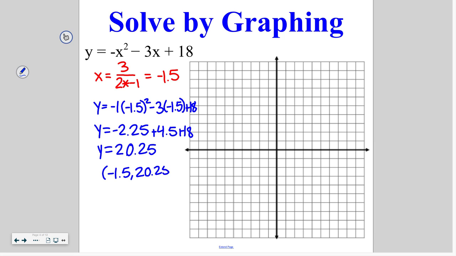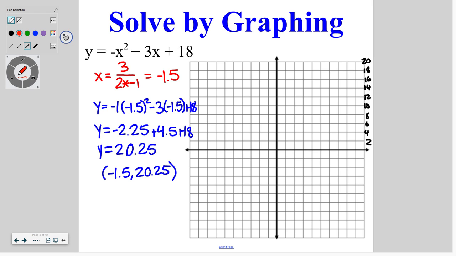That doesn't fit on the graph, so I'm going to go ahead and renumber, counting up by 2's. .25 is just slightly above that 20 mark, so I'm not going to need to extend it beyond that. And then our last point to figure out is that y-intercept. Remember, that is 0, comma, the c value. So in this case, we have 0, 18.